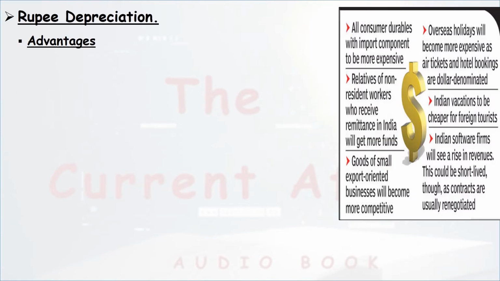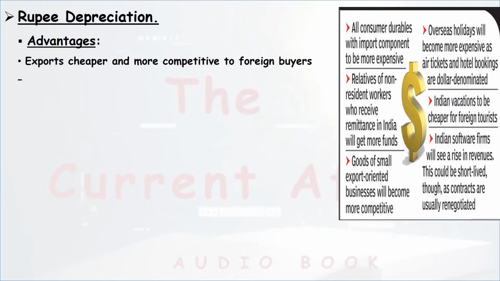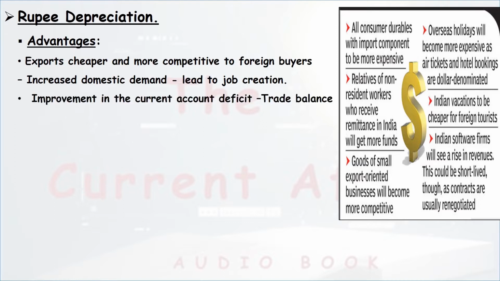What are the advantages and disadvantages of rupee depreciation? First, let us have a look at advantages. Exports become cheaper and more competitive to foreign buyers. Therefore, it provides a boost for domestic demand and could lead to job creation in the export sector. Higher level of exports should lead to an improvement in the current account deficit. This is important if the country has a large current account deficit due to lack of competitiveness.